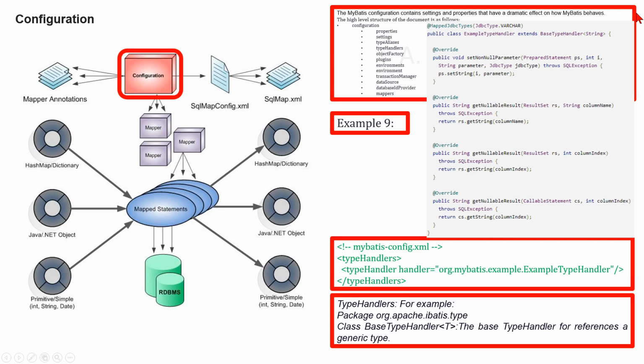The associated JDBC type can be specified by two means: adding a jdbcType attribute to the typeHandler element, for example jdbcType equals VARCHAR, or adding a @MappedJdbcTypes annotation to your handler class, specifying the list of JDBC types to associate with. This annotation will be ignored if the jdbcType attribute has also been specified.